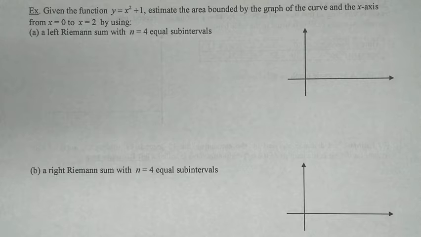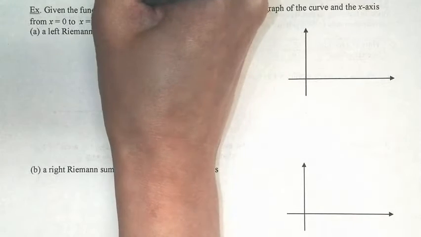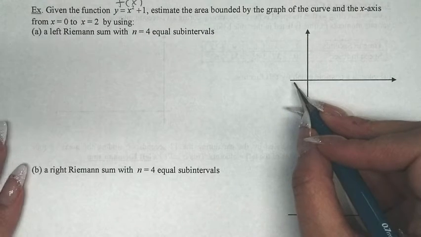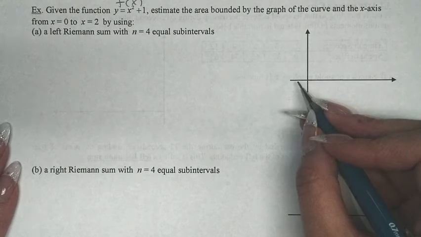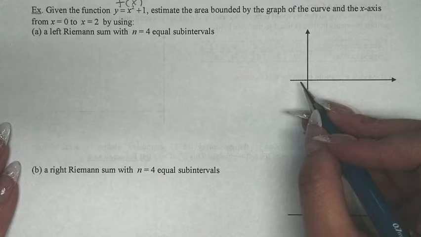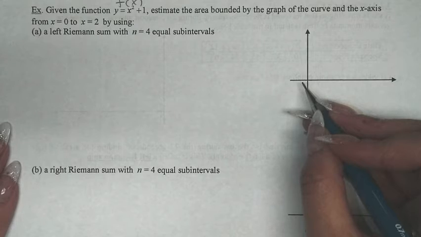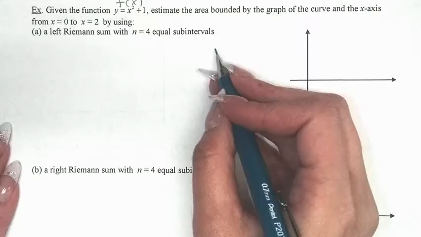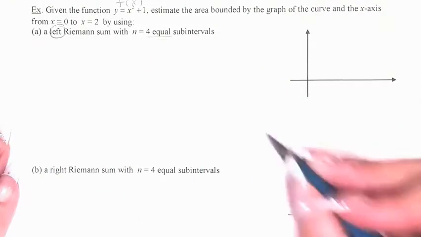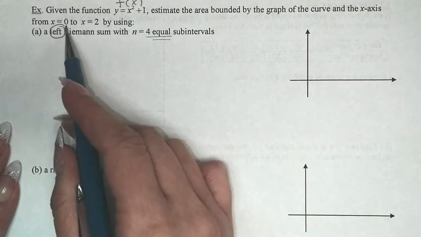Hi guys, today we're going to learn about the area under the curve, or Riemann sums. We have a function y equals x squared plus 1, which I'm going to call f of x. You need to estimate the area bounded by the graph of the curve and the x-axis from x equals 0 to x equals 2 by using A, the left Riemann sum with n equals 4 subintervals. The first thing I realize is that it's left. I want 4 equal subintervals from the interval 0, 2.